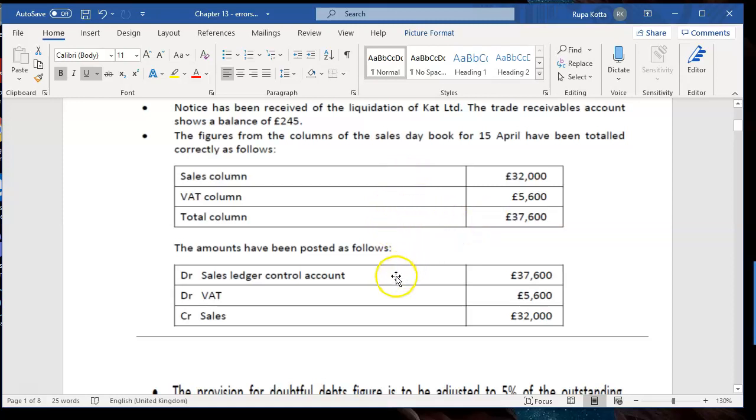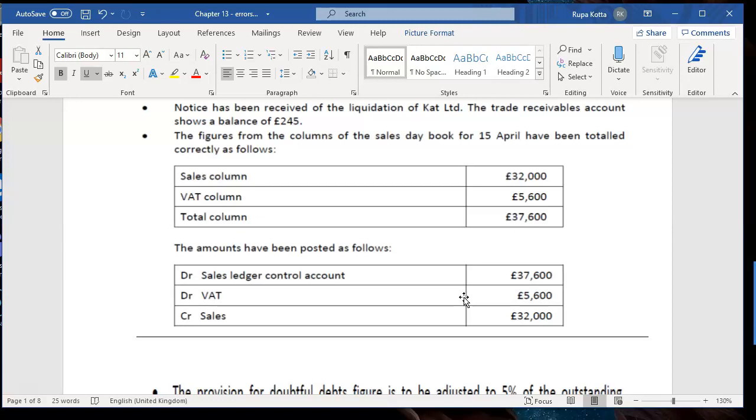But here, SLCA has been debited, which is right. Sales has been credited, which is right. But if you see, the VAT account has been debited. So you need to credit the VAT account, but instead of crediting it, they have debited it. Whenever they do the transaction the other way, to correct it, we need to use double the amount.